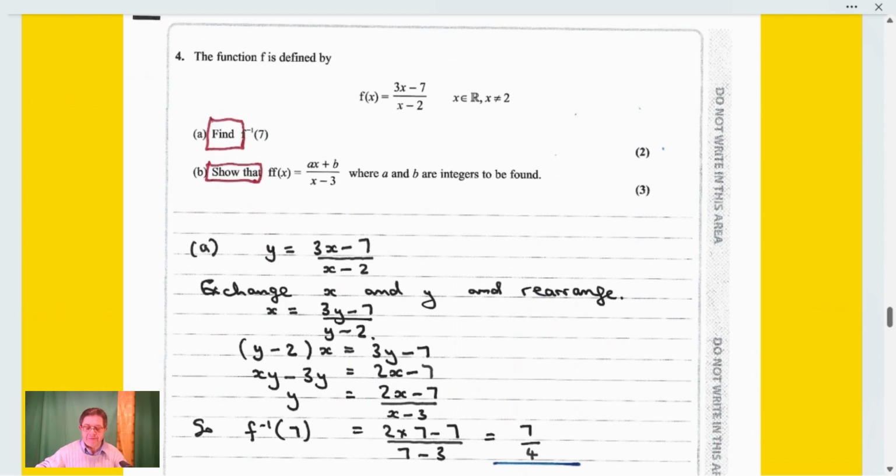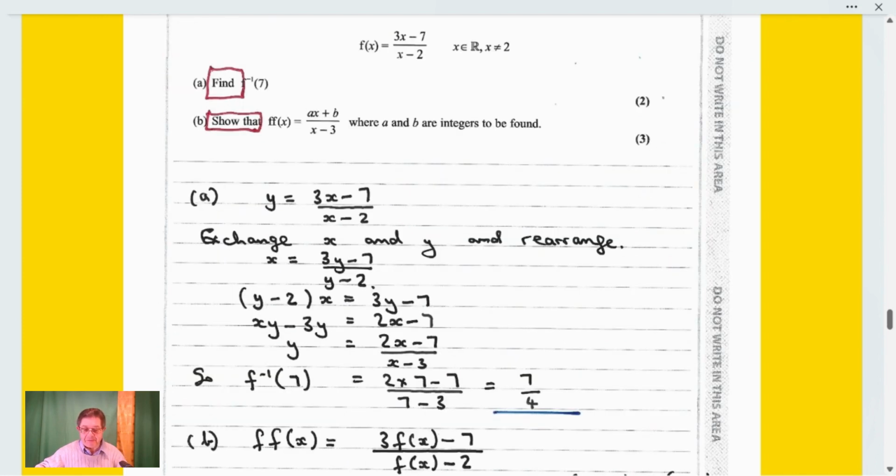Question 4 is on function notation. We're given a function. The domain is the real numbers excluding 2. And part A says find the inverse function of 7. There are actually two ways of doing this. The way I've chosen to do it is to find f inverse. The routine for this is to exchange x and y and rearrange. So x is 3y take 7 over y take 2. Rearrange it to find y. So that will be f inverse, and put 7 into it to get 7/4.